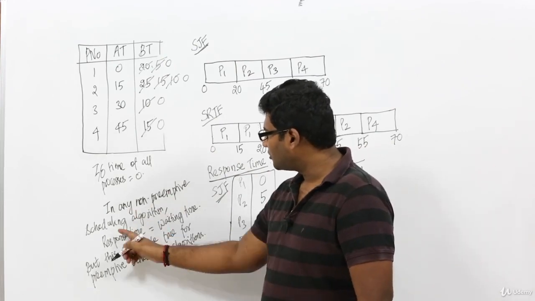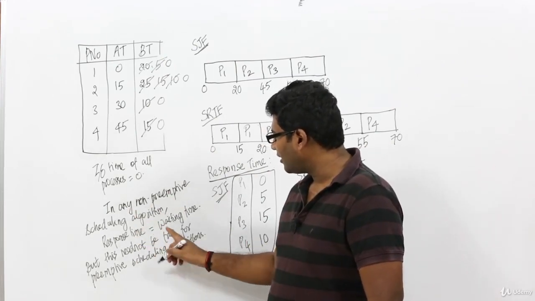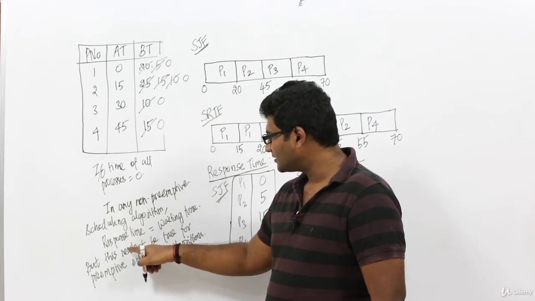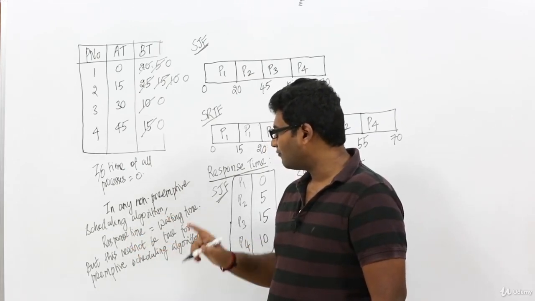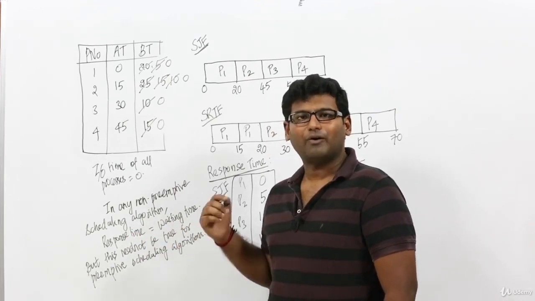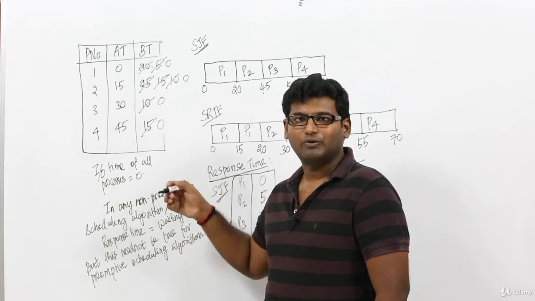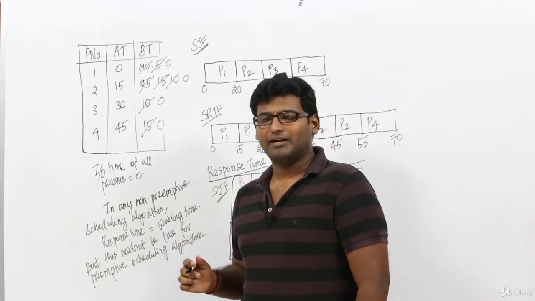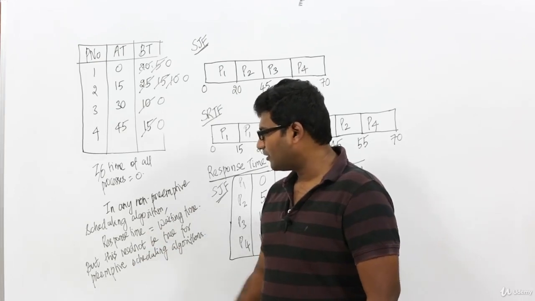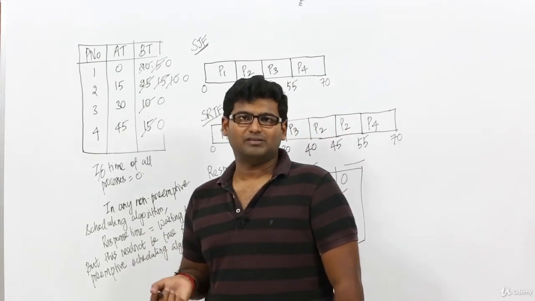In any non-preemptive scheduling algorithm, response time equals waiting time, which means the initial waiting time of a process before getting the CPU for the first time is equal to the total waiting time of the process after it has come to the RAM until completion. But in case of preemptive scheduling algorithms, this need not be true. This is a very important point.